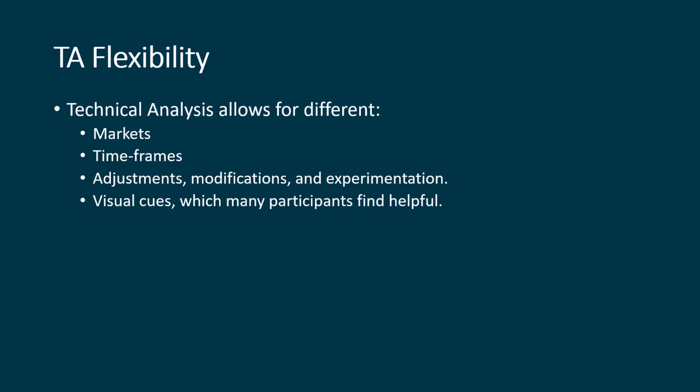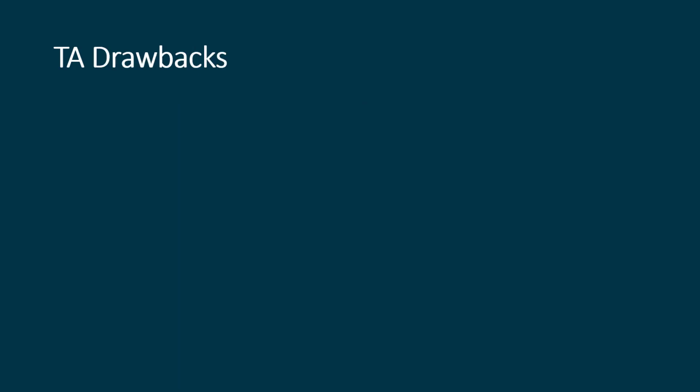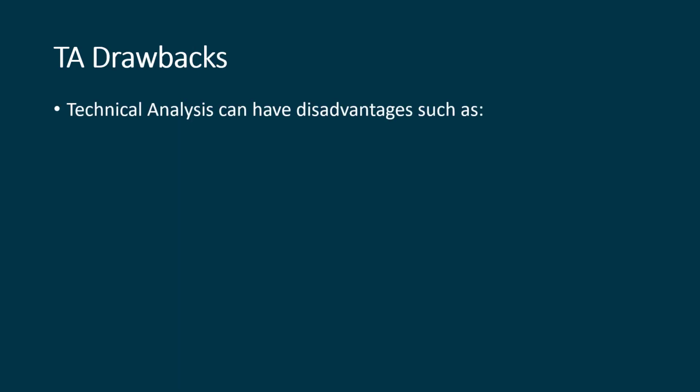You can see things unfold. You can look at a picture of things, and that kicks in a different part of your brain, and some people think that that helps make better decisions. Some of the drawbacks are that technical analysis does have some disadvantages.